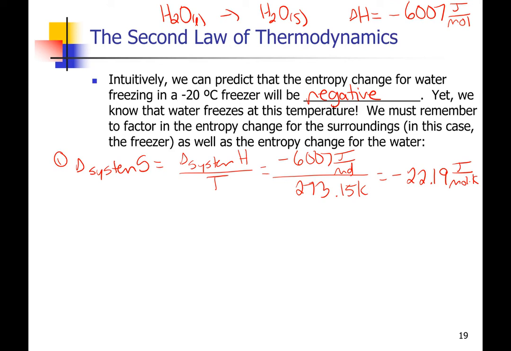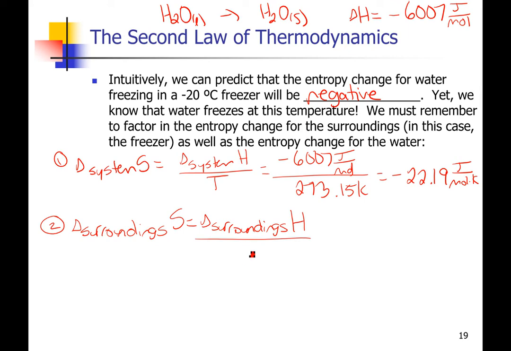So where did that heat go? The heat has to go somewhere. It can't just disappear into nothingness. And where it went, of course, was out into the freezer, out into the surroundings. And so we can also calculate an entropy change for the freezer, for the surroundings. And it will be equal to the enthalpy change. It's actually the heat change, but because we are functioning at constant pressure, the freezer is not pressurized. It's just operating at atmospheric pressure.